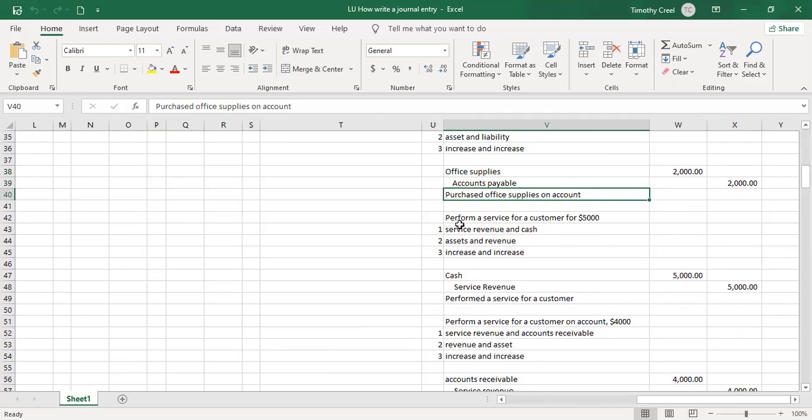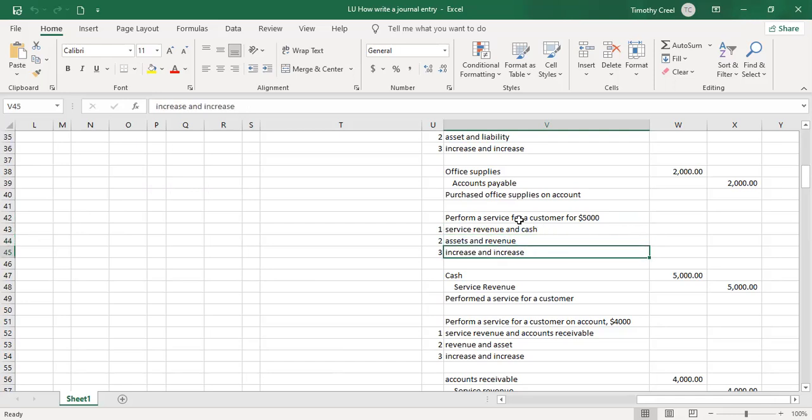Okay, so if we perform a service for a customer for $5,000, we would again go back and ask ourselves the first question, what accounts are involved with this transaction? So in this case, it would be service revenue and cash. Where do they belong amongst the accounting equation? Service revenue belongs under revenue. Cash is an asset. And we'd ask, are we increasing or decreasing these accounts?